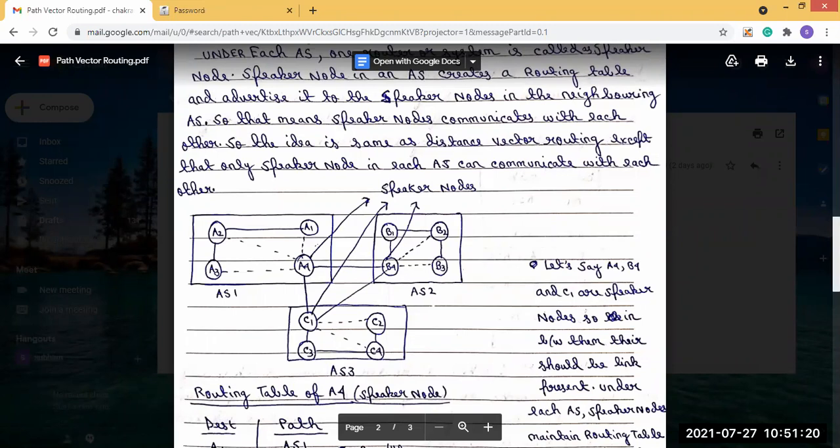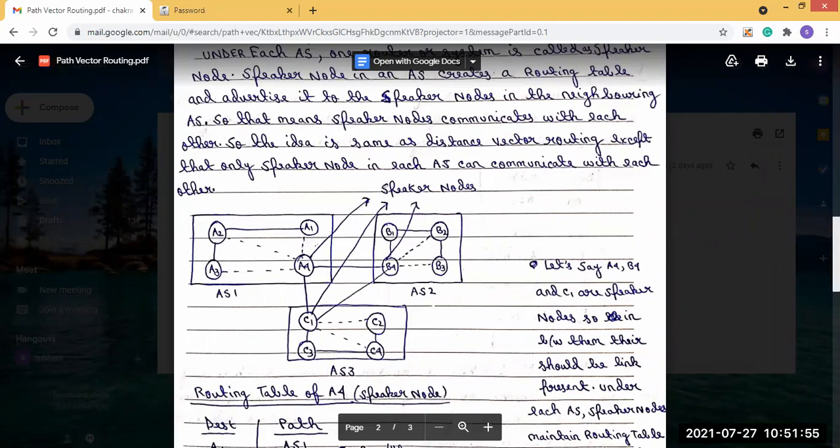This speaker node in an autonomous system creates the routing table. After creating the routing table, it advertises this routing table to the speaker nodes present in the neighboring autonomous systems. So that means the speaker node is used for communication with each other.